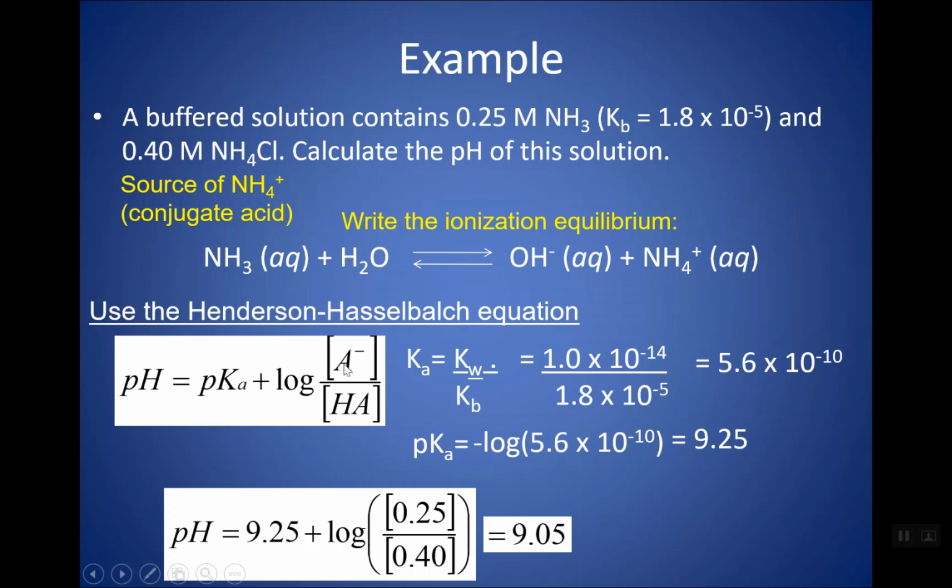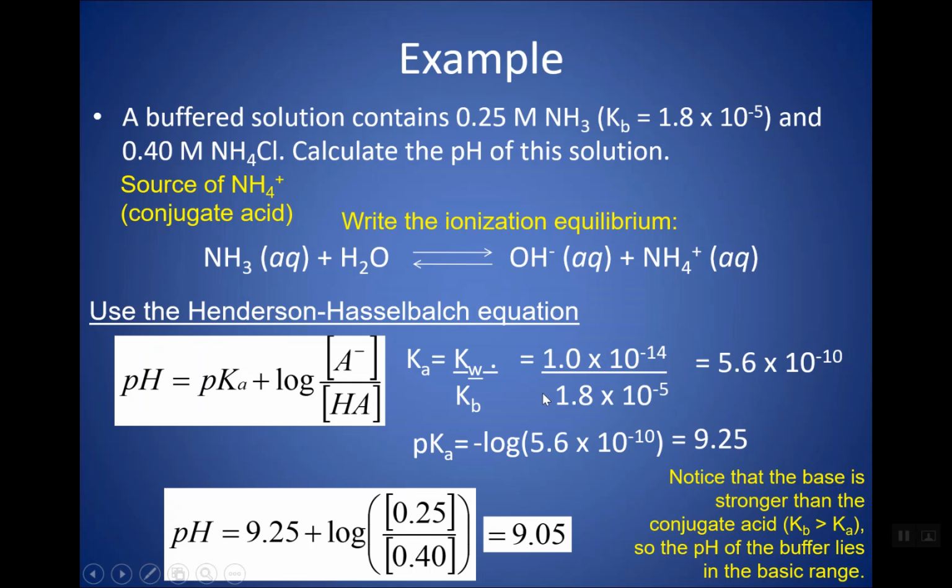Okay. Also notice that my pH is 9.05, and it is a roughly basic pH, which kind of makes sense because the Kb of NH3 is 1.8 times 10 to the negative 5th, and my Ka for the conjugate acid is 5.6 times 10 to the negative 10th. So my base component is stronger than my acid component, which makes sense that the pH of the buffer lies in the basic range.